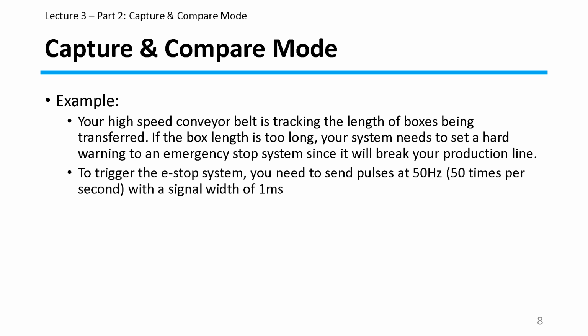As we mentioned before, let's look at the example. If the box length is too long, your system needs to send a hard warning to an emergency stop system, which is an external system, since it will break your production line. To trigger the e-stop system, you need to send a pulse at 50 Hertz, so that's 50 times per second, with a signal width of 1 millisecond.